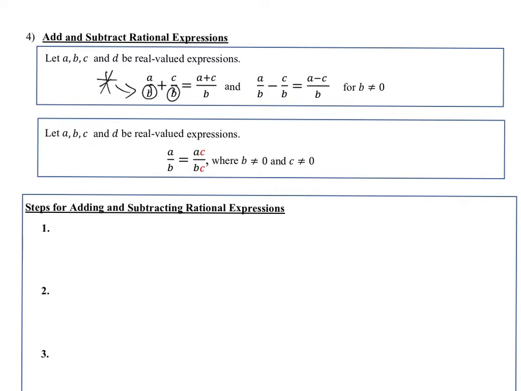For the next one, let A, B, and C be real valued expressions, or just real numbers, or any monomials, binomials, things like that. Then if you have a fraction, if you times the top and the bottom by the same number, you're good. They're equal. Now this is often called the building up property. This is often used when you're trying to add or subtract fractions. Why? Because you may not always have fractions that have the same denominator. So in order to make the same denominator, you're going to use the building up property.